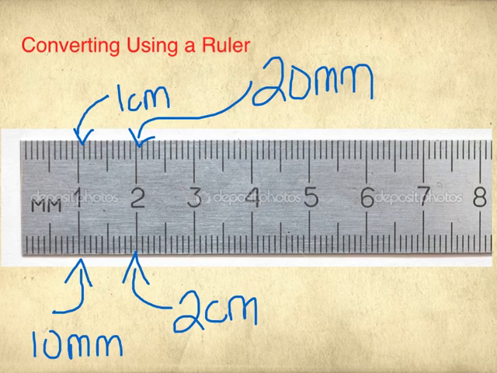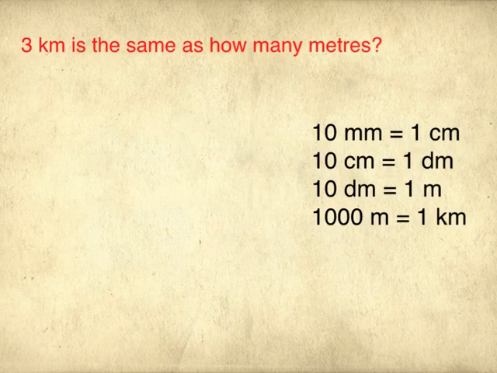You can take a meter stick and you can see how many centimeters are in a meter or how many millimeters are in a meter. But this way of converting is visual and you can see it, but it's not very practical. For example, you can't find a ruler that's a kilometer long. Let's try to convert metric units in a more efficient way.